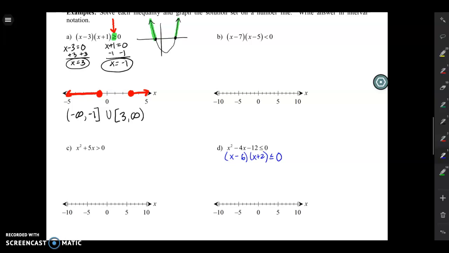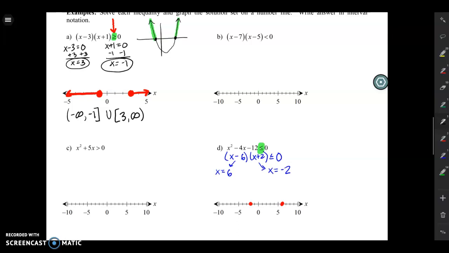Then once I have these two, I'm going to use these two factors to find my x-intercepts. So x equals 6 and x equals -2. And those are going to be my key points down here on my number line. So I have -2 and I have 6. And I drew those as closed circles because the inequality I'm dealing with has an equal sign in it. You can't really tell the way I circled that, but it has that equal sign in it.